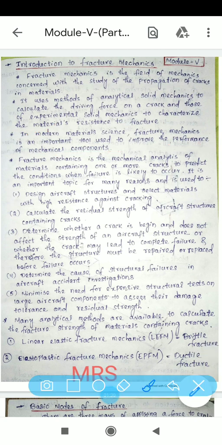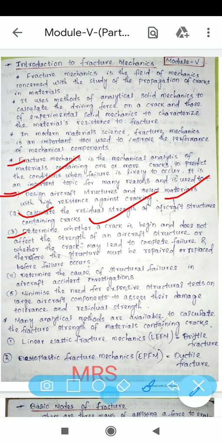Another definition: fracture mechanics is the mechanical analysis of material containing one or more cracks to predict the condition when failure is likely to occur. It is an important topic for many reasons and is used, first, to design aircraft structures and select materials with high resistance against cracking. So whenever you design an aircraft, this analysis is used. Second is to calculate the residual strength of an aircraft structure containing a crack.